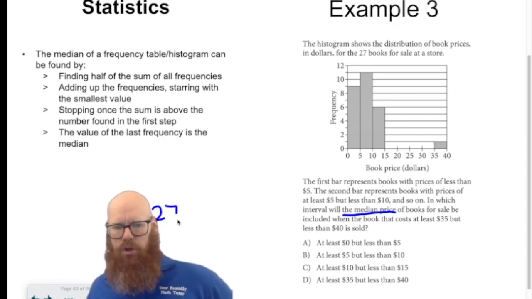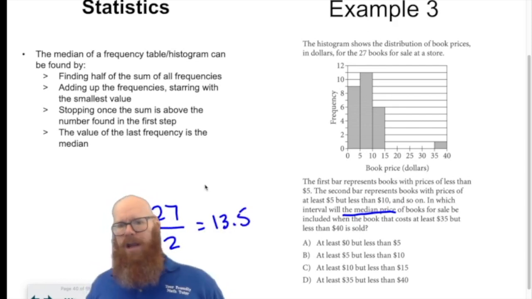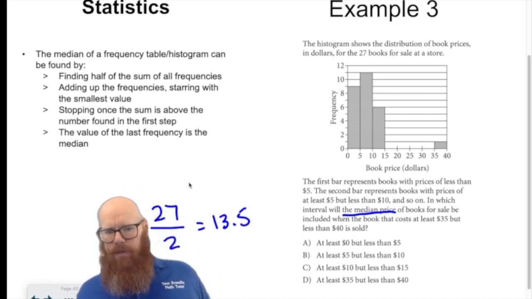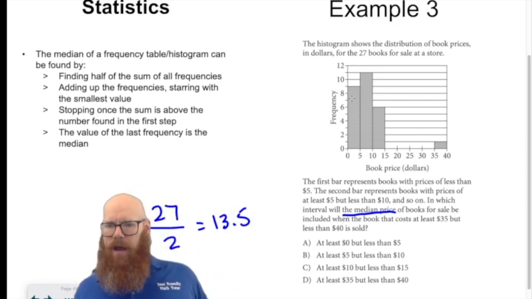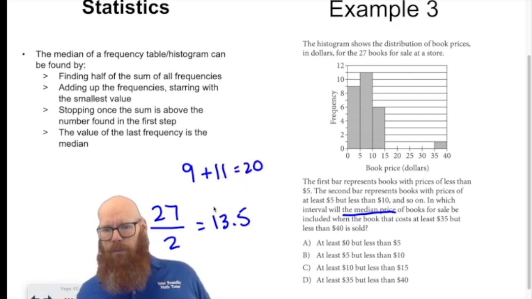So what I would do is 27 divided by 2. 27 divided by 2 is 13.5. We are going to add up the frequencies until we get the first bar that brings us over 13.5. So the first frequency is 9. Well, 9's not bigger than 13.5, so that interval will not contain the median. Then I add the next interval, which is 11. The frequency is 11. Well, this is 20, which puts me over 13.5.